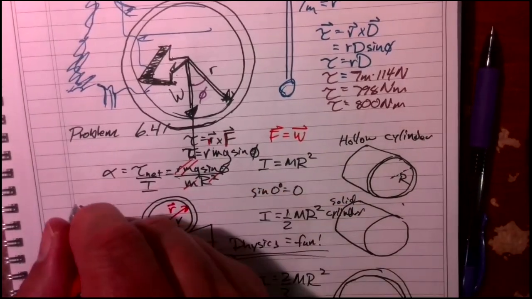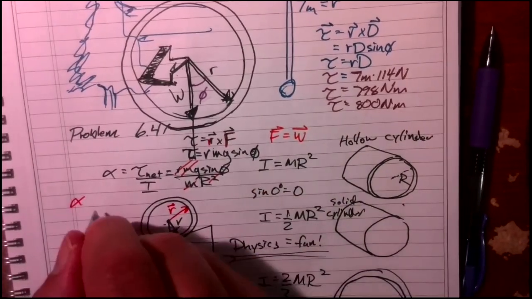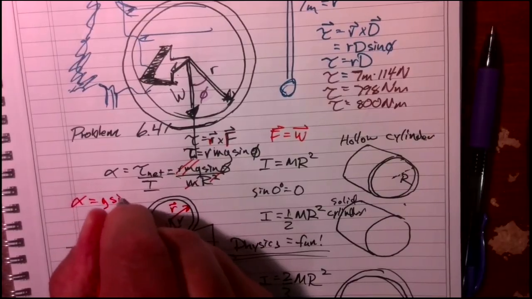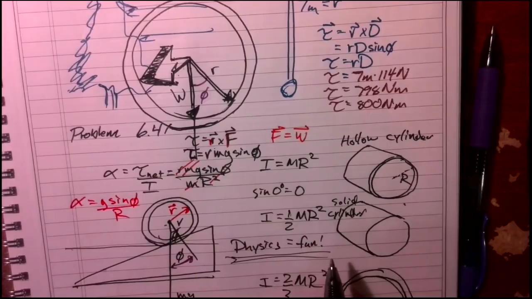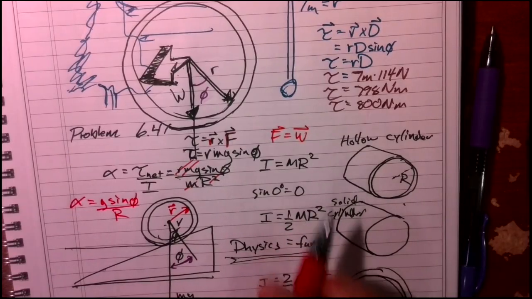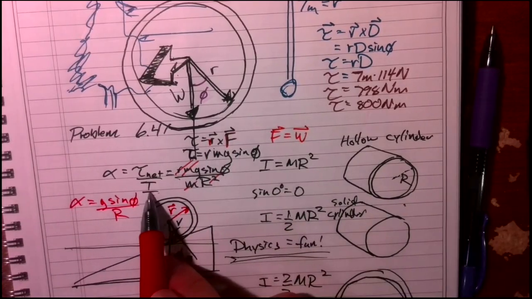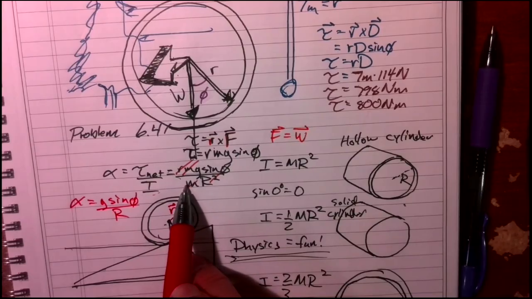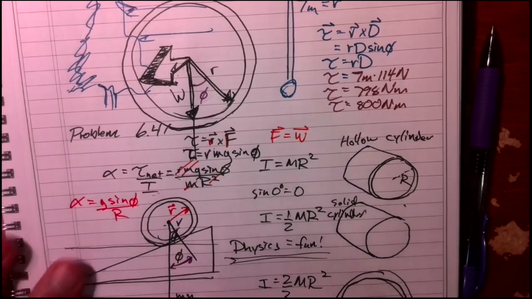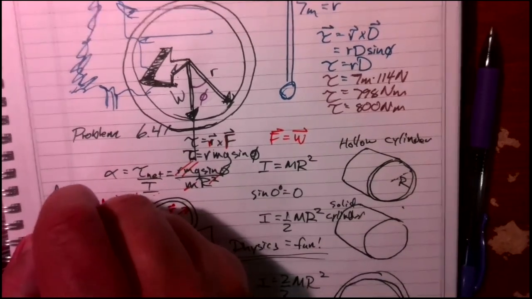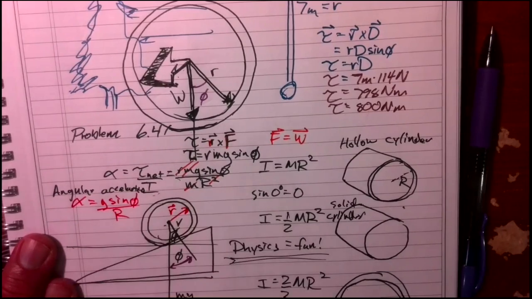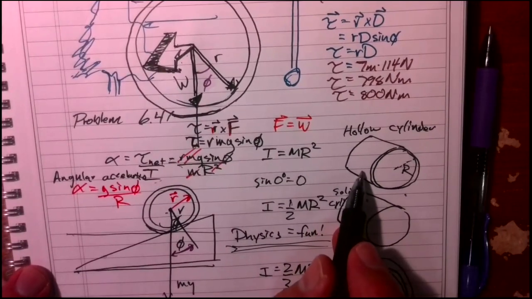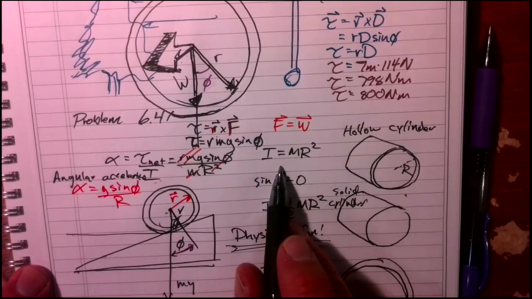This R goes away, so we get an R here. So look at this. Alpha, our acceleration is going to equal G times sine of phi divided by the radius of our sphere R. That's for this one. Instead of I here, I put in a 1/2 here. So this is my angular acceleration. Basically, how fast is it going to start spinning? That one was for my hollow sphere.